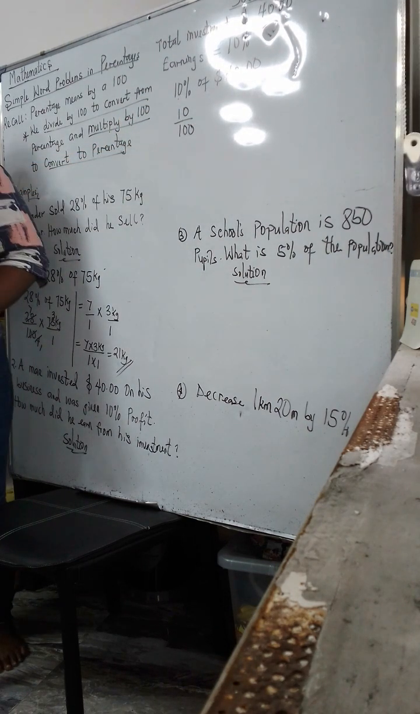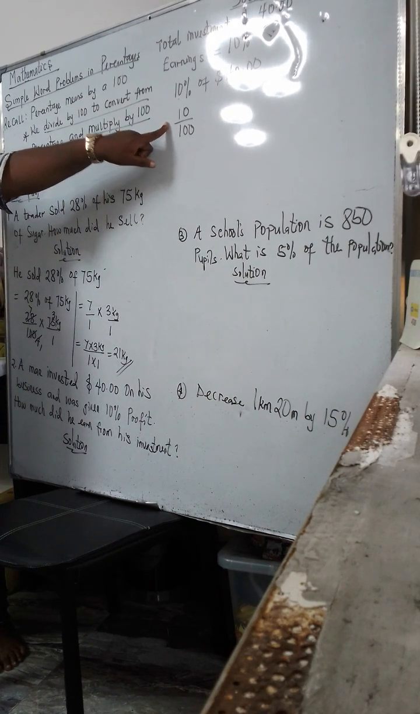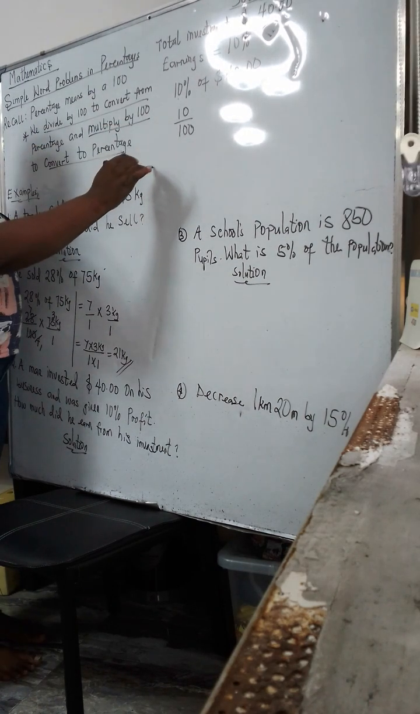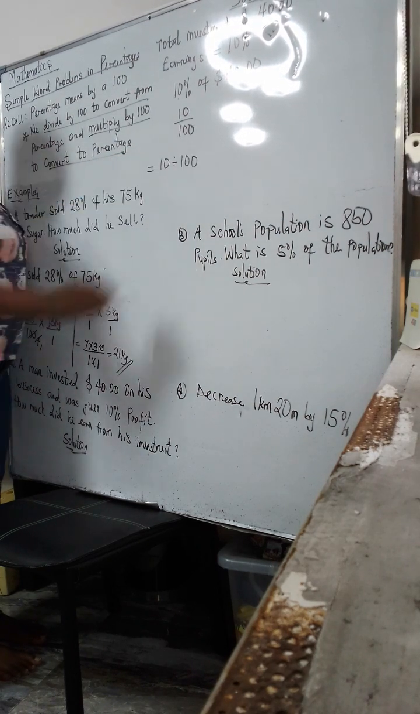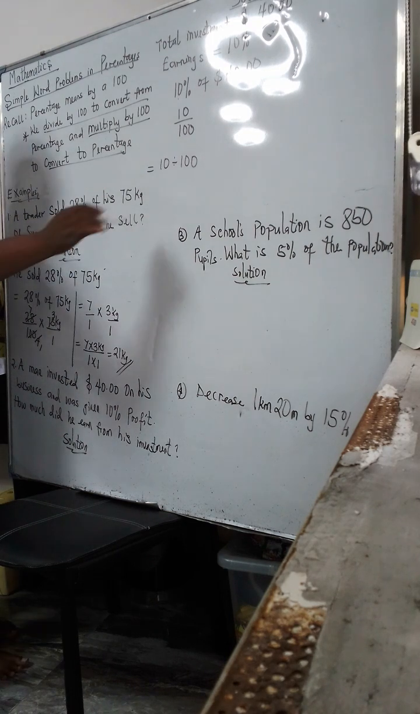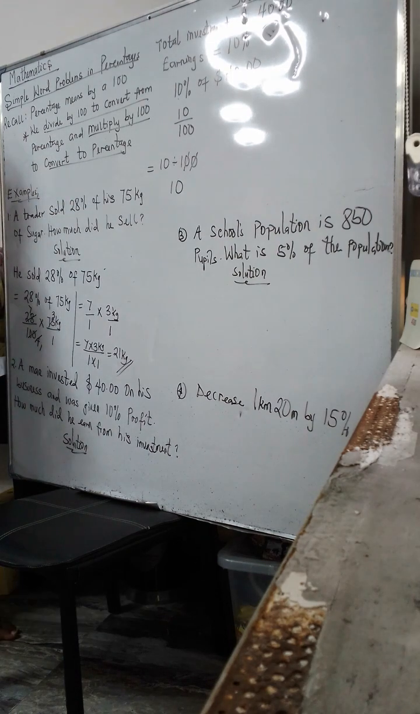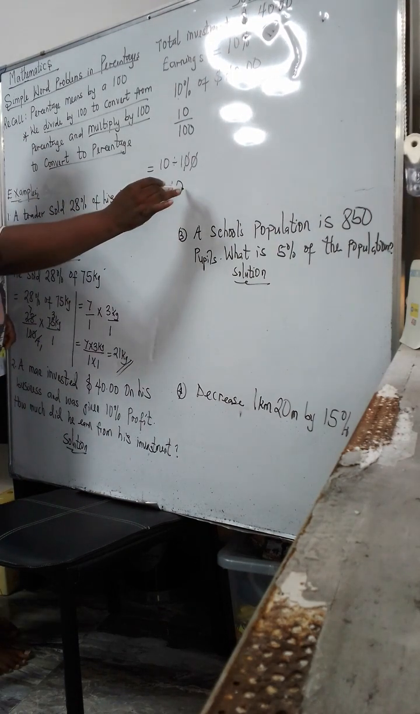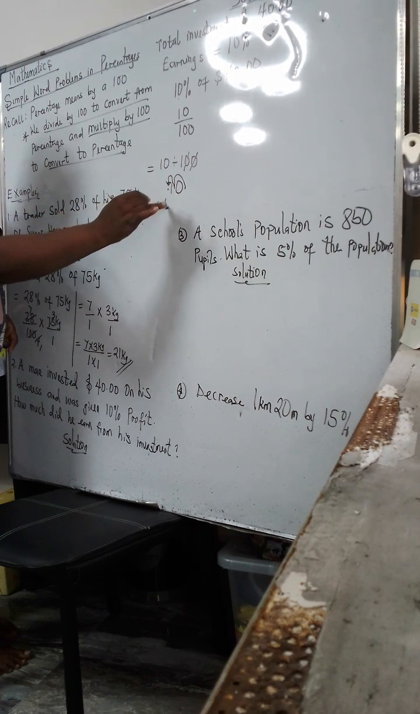I hope you know that 10 over 100 is the same thing as saying 10 divided by 100. Do you know that? And do you know that if I'm saying 10 divided by 100, then I use the two zeros of the divisor to move the decimal point of the dividend 2 steps backward, so that what I have here is 0.10.